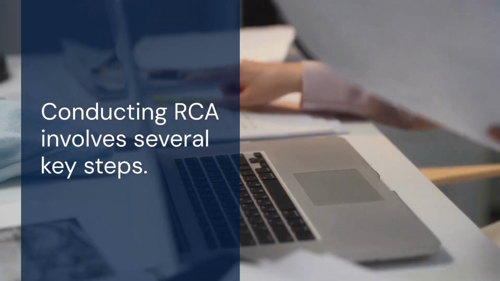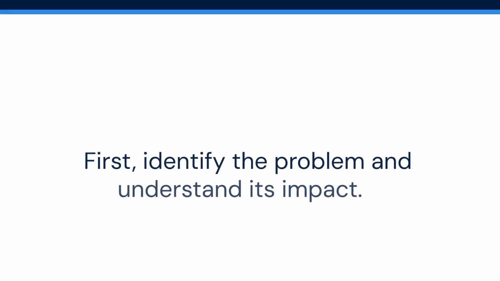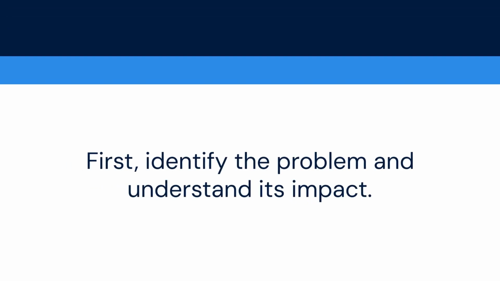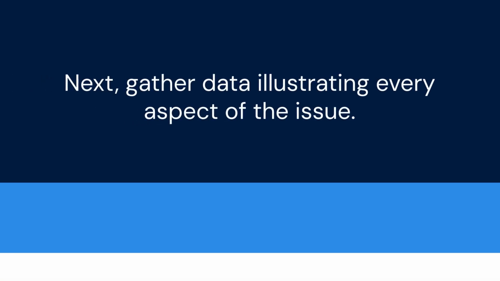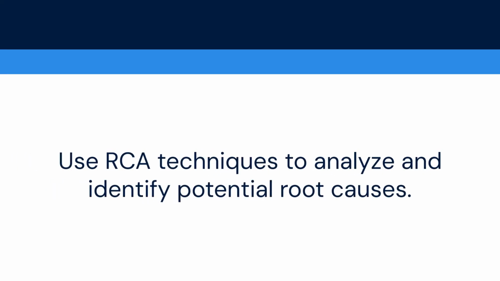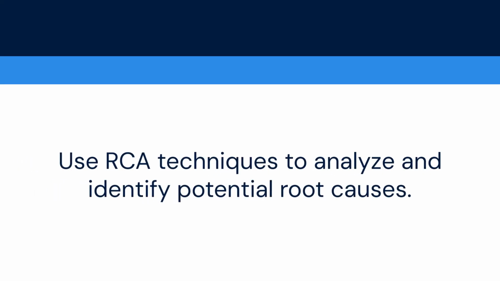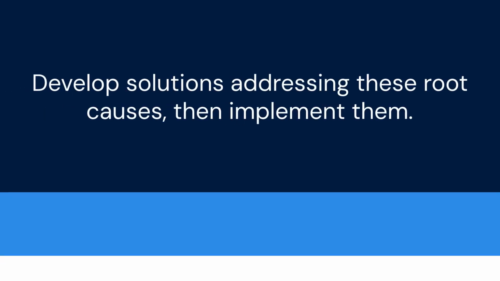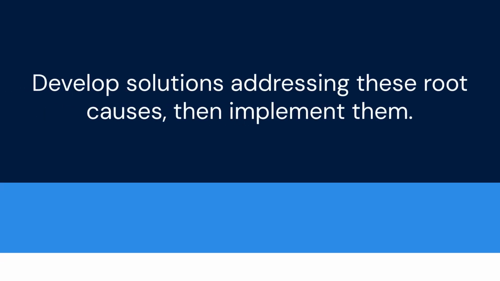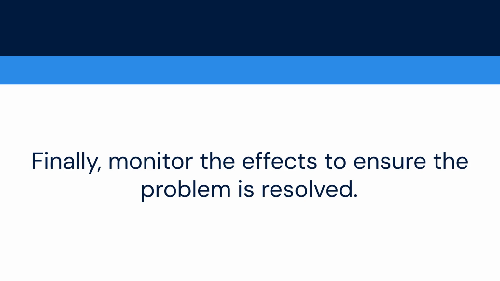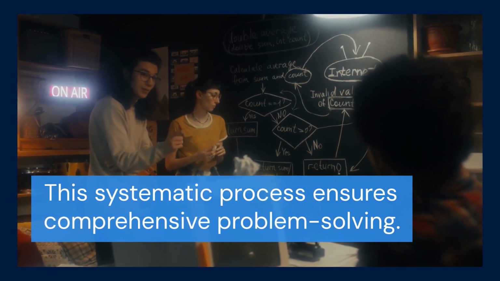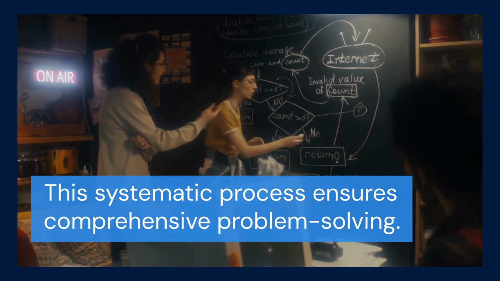Conducting RCA involves several key steps. First, identify the problem and understand its impact. Next, gather data illustrating every aspect of the issue. Use RCA techniques to analyze and identify potential root causes. Develop solutions addressing these root causes, then implement them. Finally, monitor the effects to ensure the problem is resolved. This systematic process ensures comprehensive problem solving.